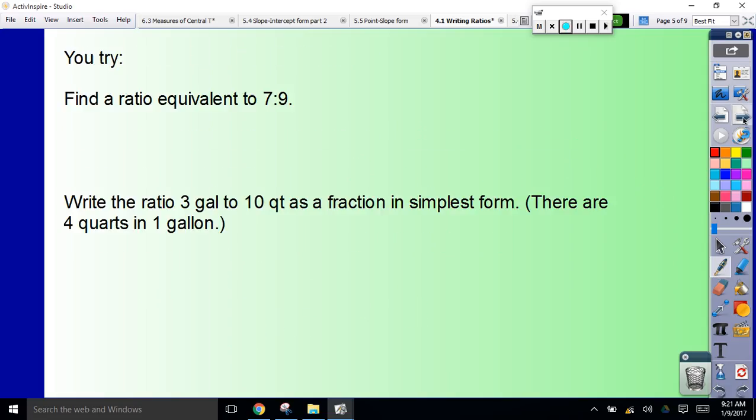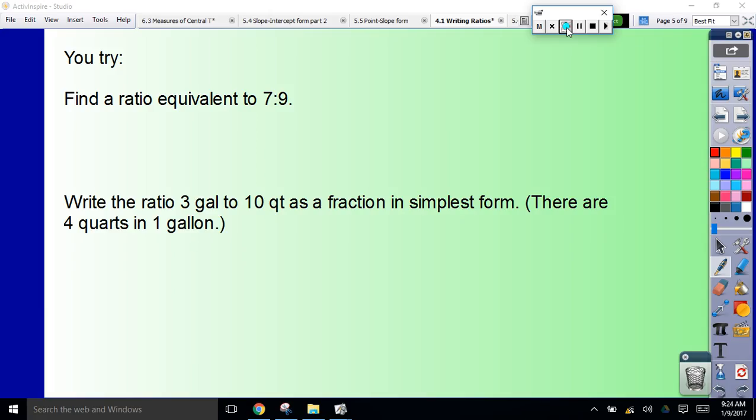Okay, next slide has 2 examples for you to try. I'm going to pause the video, so if you're watching the video, you should pause it as well and try these problems. Okay, find a ratio equivalent to 7/9. Addison, can you give me a ratio that would be equivalent to 7 to 9?